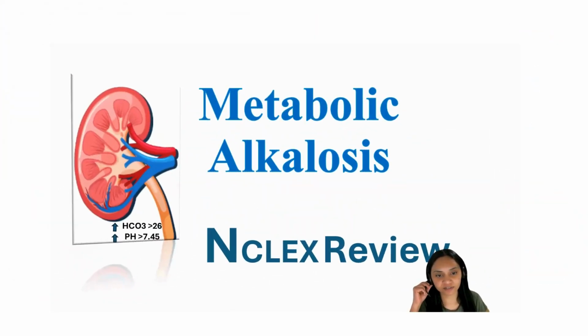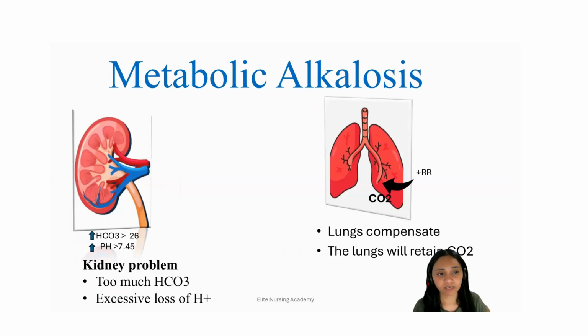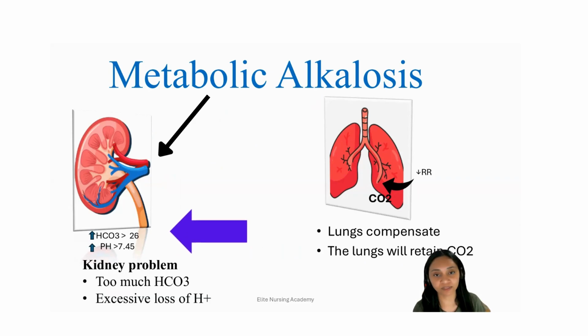I'm a registered nurse. In today's video, we are going to talk about metabolic alkalosis. So let's get started. Whenever you see the word metabolic, think about kidney. This is a problem related to kidney. Alkalosis means pH is greater than 7.45. So if you look at the ABG results, the bicarbonate, which is HCO3, will be greater than 26 and the pH will be greater than 7.45.